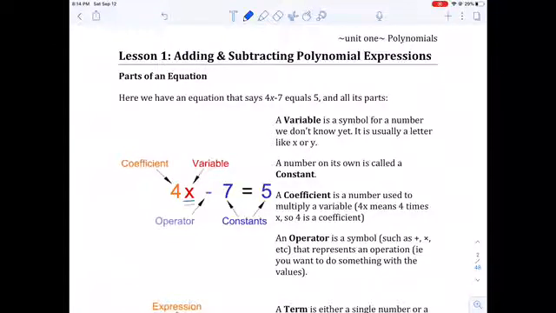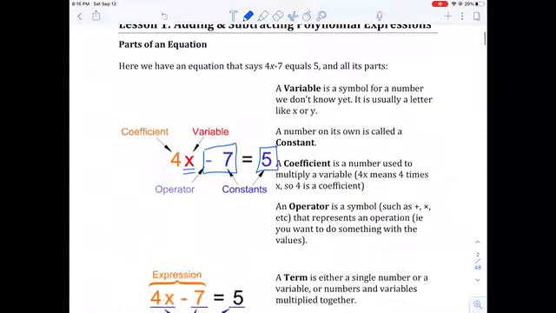So here's our variable, x, okay? A number on its own is called a constant. So here this -7, that's a constant, or so is 5 a constant. And the reason is because those do not have variables. They cannot change, okay? A variable can, of course, vary depending on what the value is. A constant stays the same.